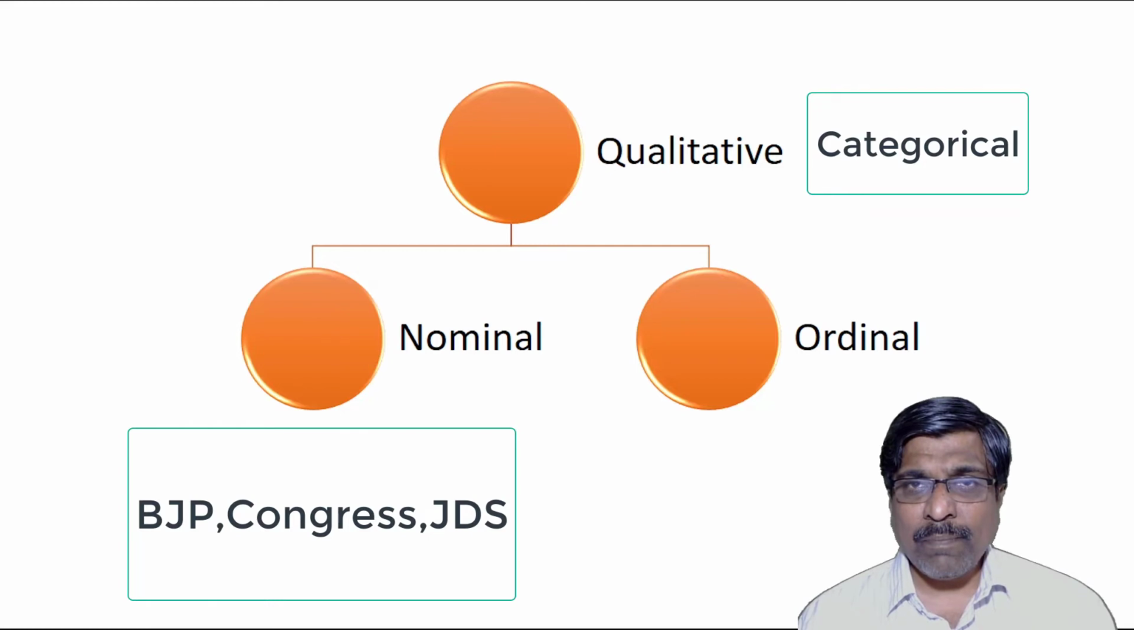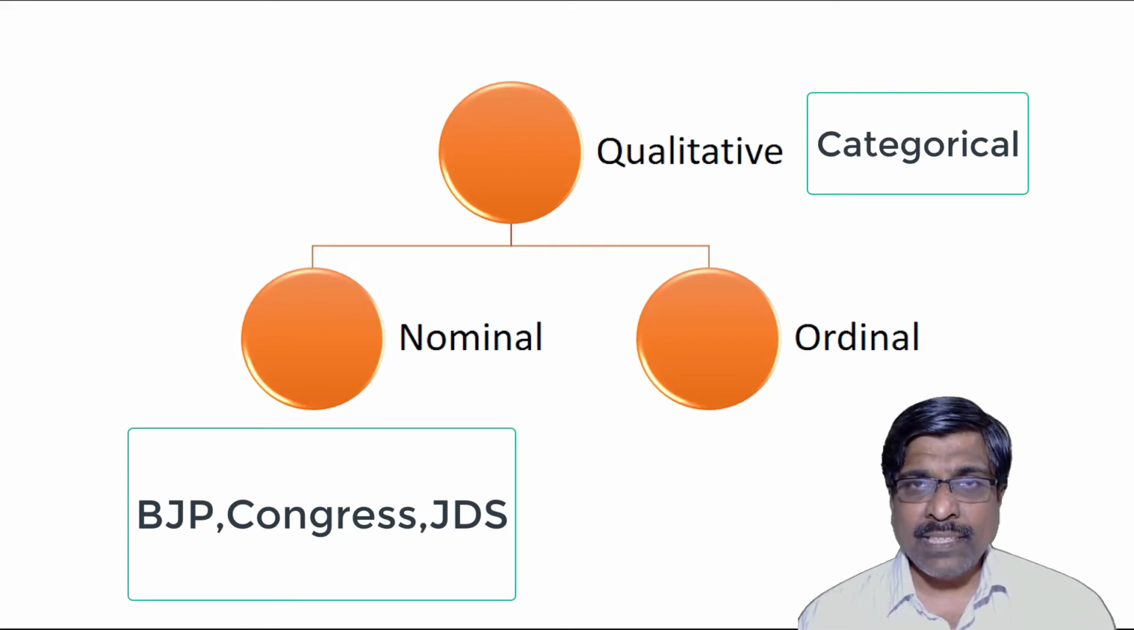And you can give some numbers for each of these parties. You can say 1 for BJP, 2 for Congress and 3 for Janata Dal. Now these numbers do not imply anything. When I say 1, it does not mean that BJP is low in category, or when I say 3, it does not mean that Janata Dal is high in category. So there is no predetermined order in the case of nominal data. But when you talk of ordinal data, there is always a predetermined order.